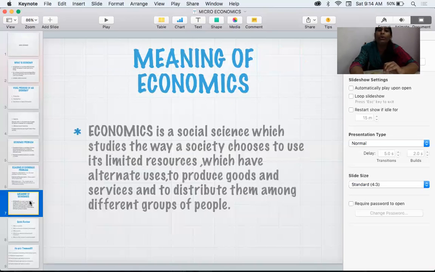Next one, we learned about the economy, so let us say what is economics. Economics is a social science which studies the way a society chooses to use limited resources. Already said, the economy has to choose, with the limited resources which have alternate uses, how to produce goods and services and to distribute them among the different groups of people. So you can learn the meaning of economics: it is a social science, studying how society chooses the use of limited resources, where alternate uses are also there, and for whom to produce. This is the meaning of economics.